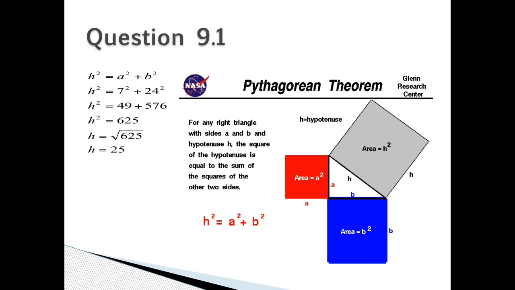Question 9.1. H squared is equal to A squared plus B squared. H squared is equal to 7 squared plus 24 squared. H squared is equal to 49 plus 576. H squared is equal to 625. To drop your squared, you root the 625 and H becomes 25.